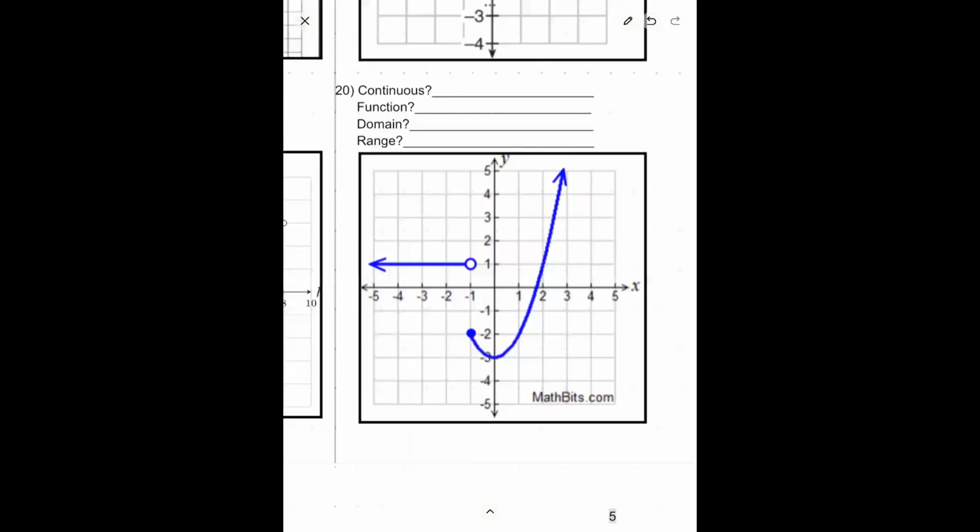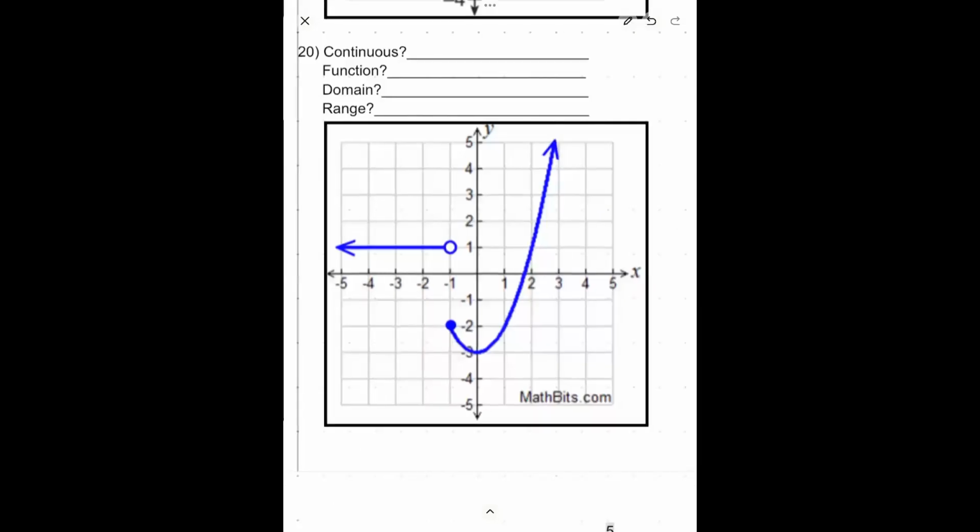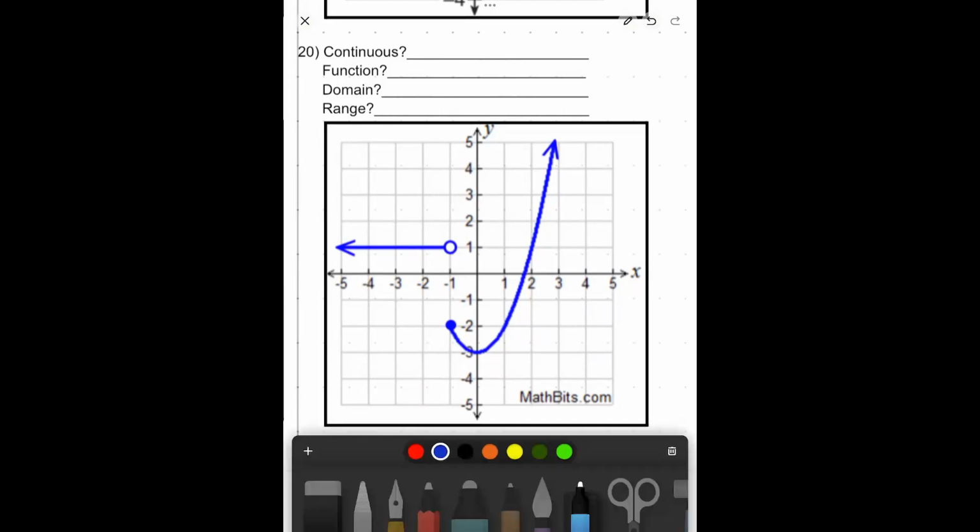All right, so here is the graph. Is it continuous? No, it is not, because I have to jump from here, lift my pencil to get to this part. So I gotta jump from here to get to here, so it's not continuous. So I'll put no.